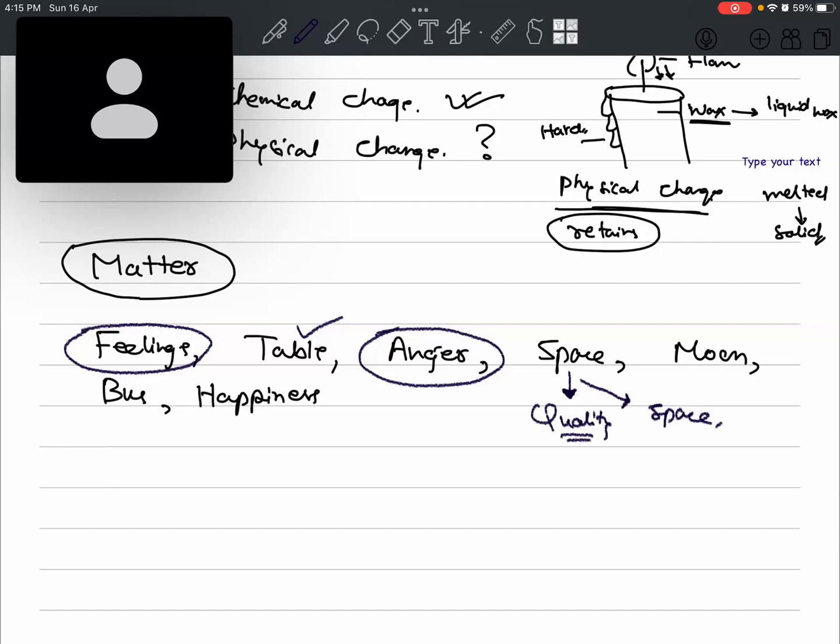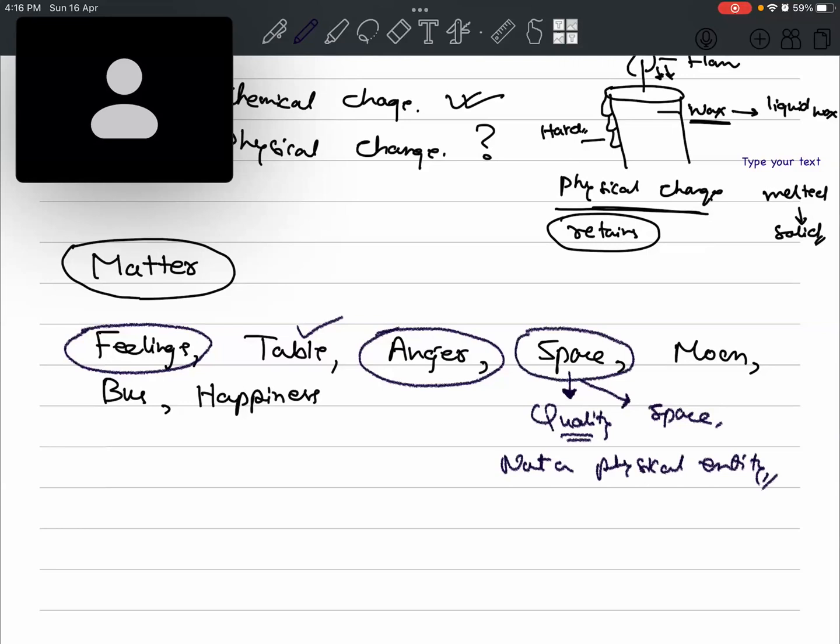Okay, it is not a physical entity. Not a physical entity. So space is something which we attach or provide to some objects. It is a quality. So this is also not a matter.